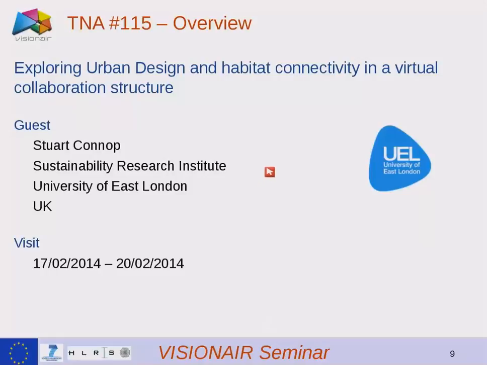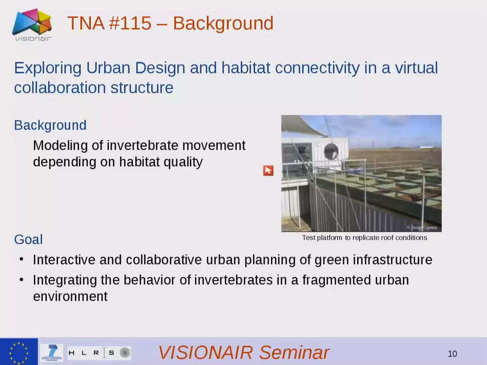So what was it about, or what is the background of Stuart? He's trying to model the movement of all kinds of animals in, for example, large cities like London. So he tries to figure out how to repopulate London, for example, with bees or bumblebees or animals like that.